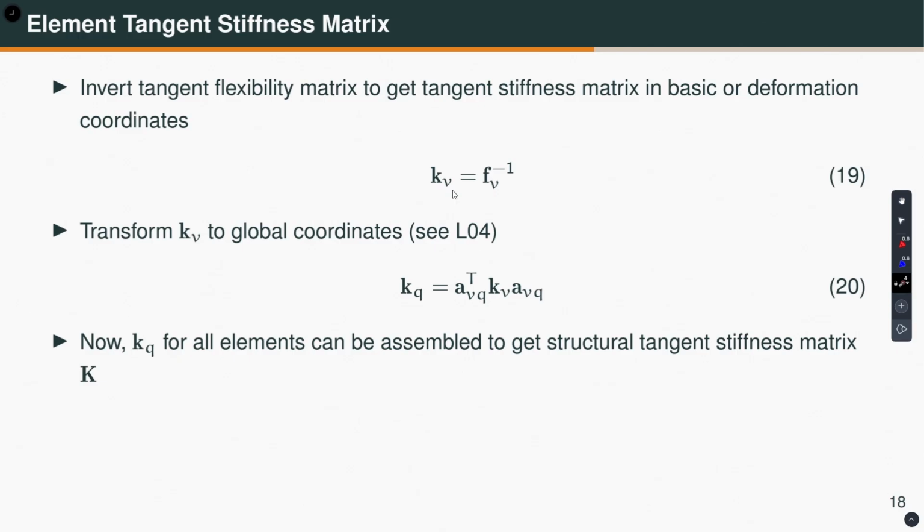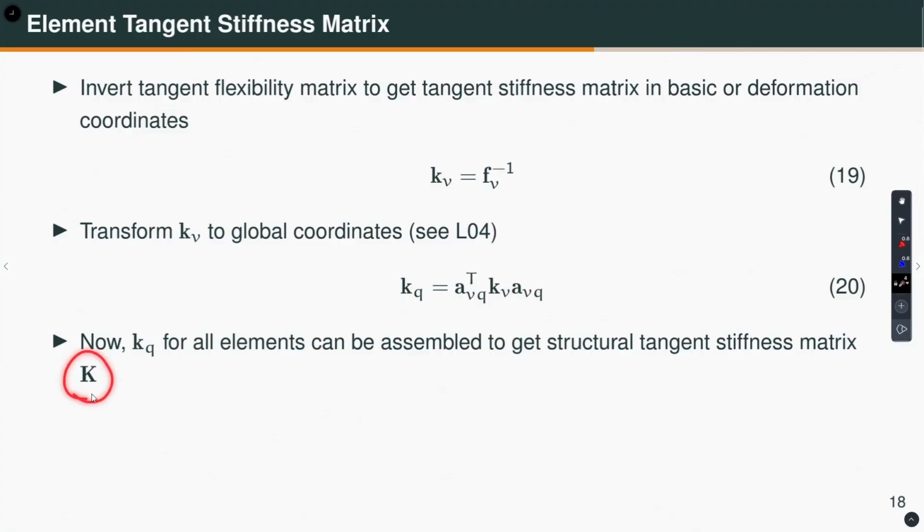Now, once kV is determined, which is in basic or deformation coordinates, okay, what I can do, I can transform this and go to the global coordinate, that is Q. So, I am calling it KQ. If you go to lecture number 4 in direct stiffness method, we did it, we derived this. Okay. So, we can get KQ. Now, consider all the elements that are present in a structure and assemble all the KQ to get the global structure level tangent stiffness matrix K for the entire structural system.